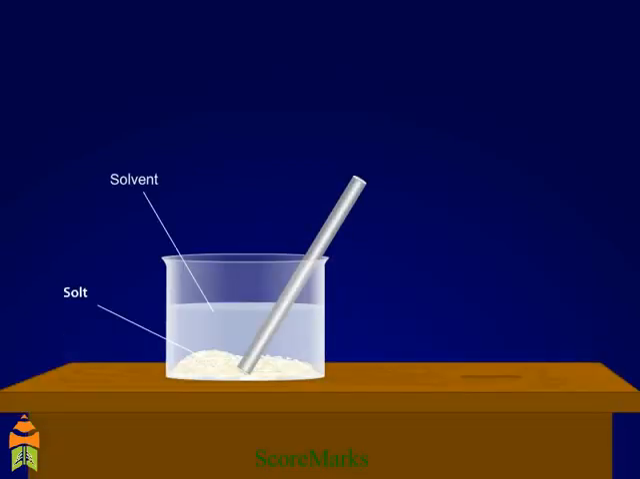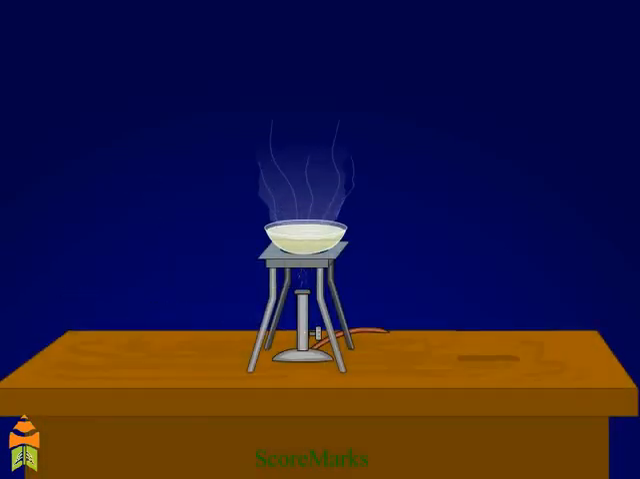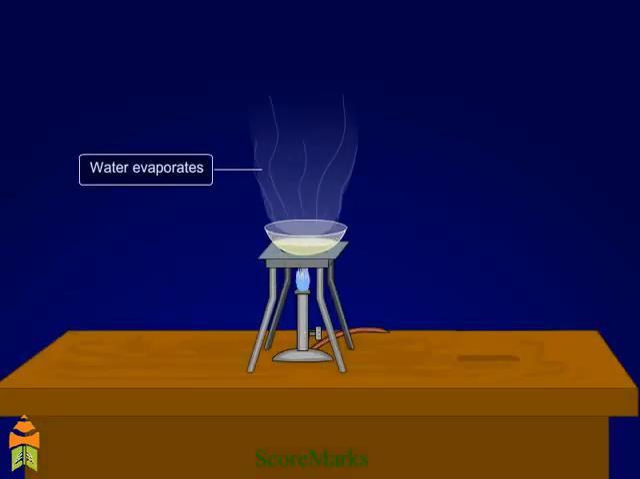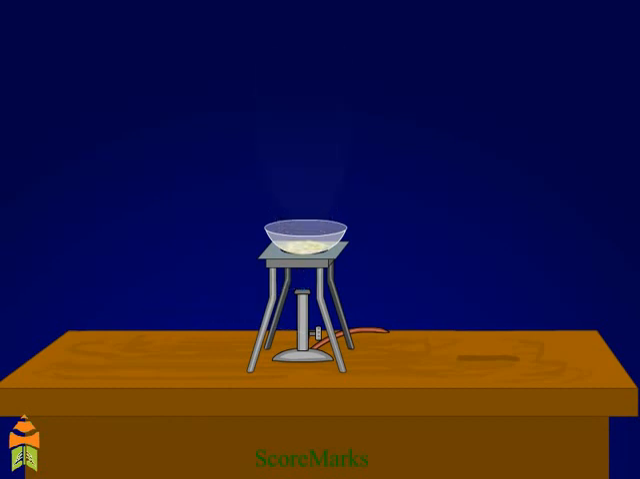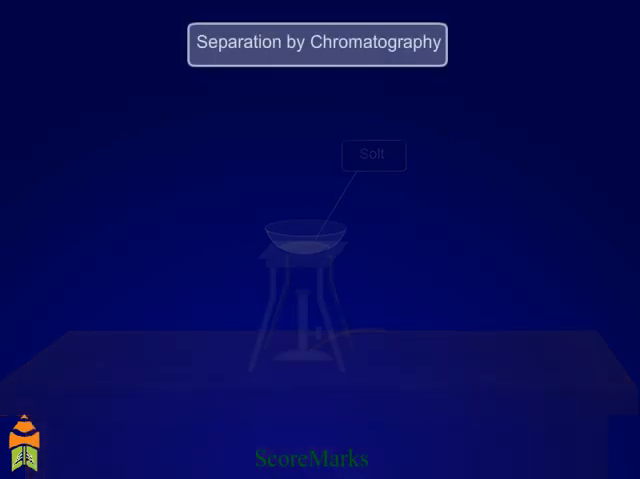Separation by crystallization. In this process, the impure solid is first dissolved in a solvent and stirred. The solution is then heated to evaporate most of the solvent. The hot solution is allowed to cool and the solid appears as pure crystals.